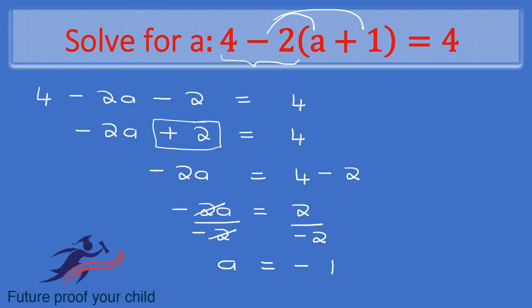So you get 1 mark for actually distributing the -2 into the bracket, 1 mark for getting a -2A plus 2 equals 4, and then 1 mark for saying A is -1. Please note, if you said 4 minus 2 first, you will get no marks.